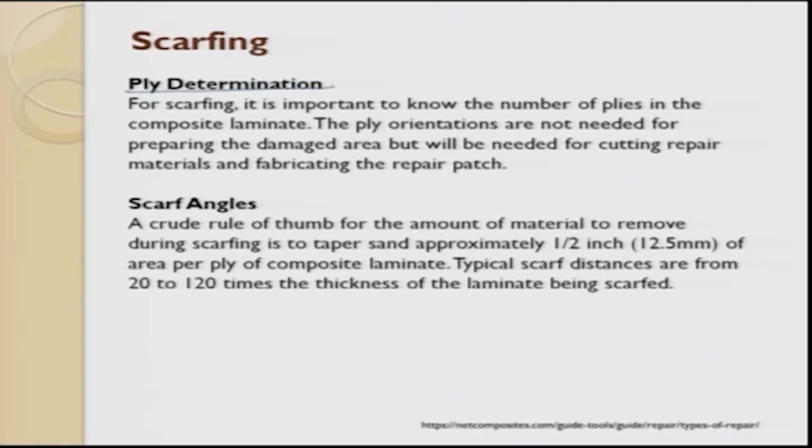So, here the ply determination and the scarf angle determination are two important parameters such that you get a proper scarfing. So, it is important to know the number of plies in the composite laminate. The ply orientations are not needed for preparing the damaged area, but will be needed for cutting repair material and fabricating the repair patches. So, here as I told you, first you have to cut the plies, and then you have to make a taper.